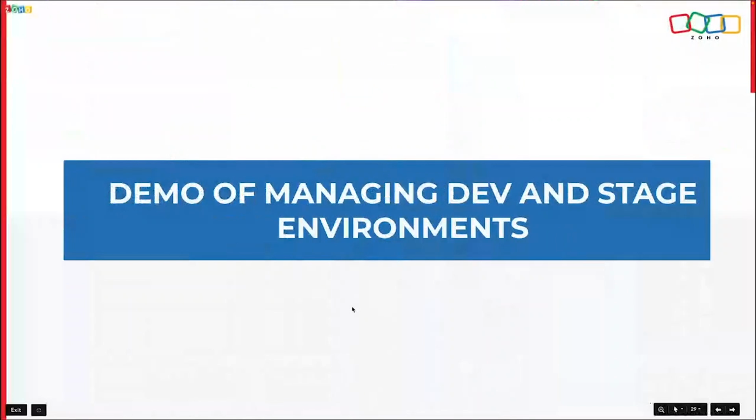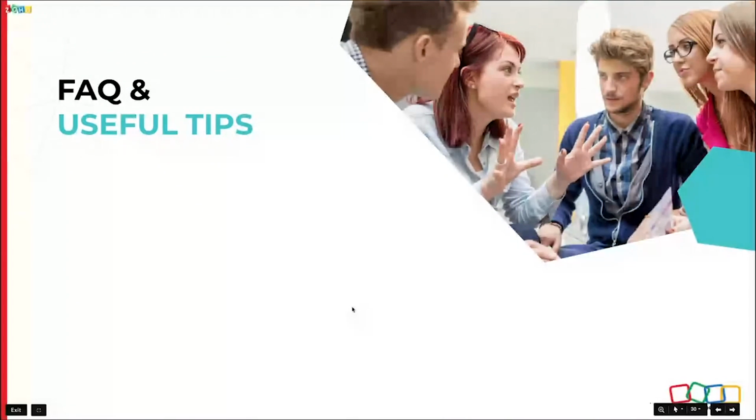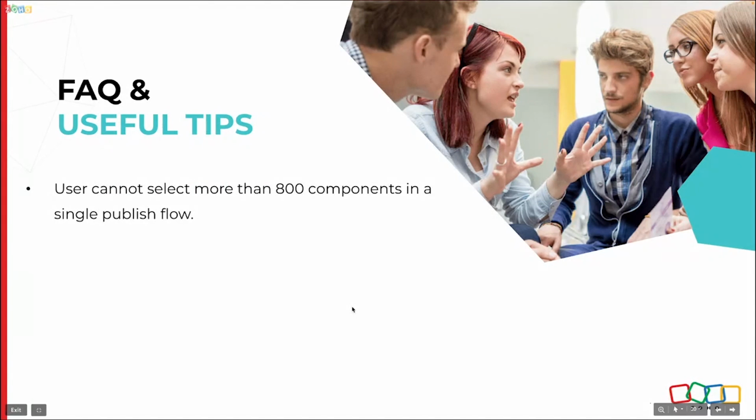So now it brings us to the final part of this webinar, which is the frequently asked questions for environments. So we'll start from the first point, that is, the user cannot select more than 800 components in a single publish flow. So when we publish from development to stage in the apps, we can select the list of changes as per your preference. However, the list of changes count shouldn't exceed 800. You can select up to 800 components.